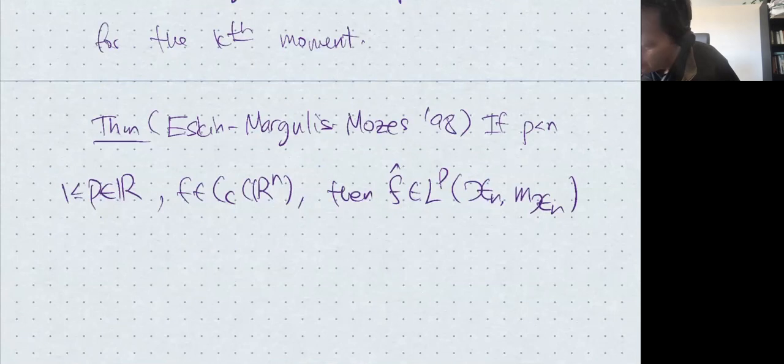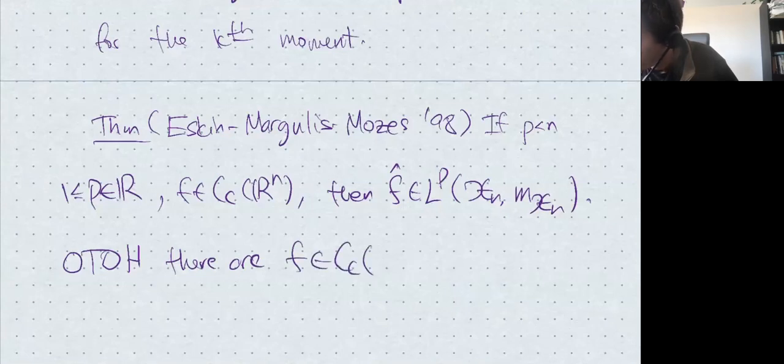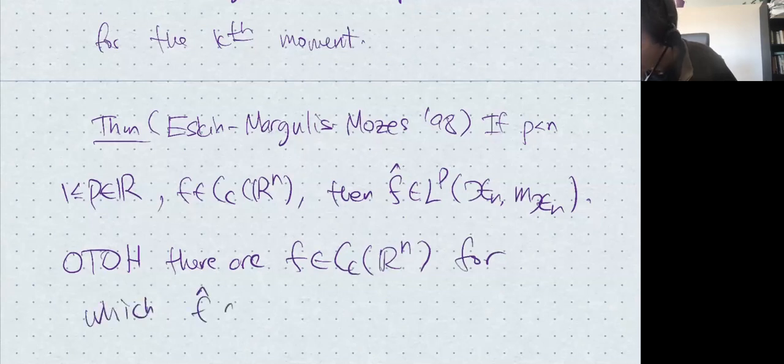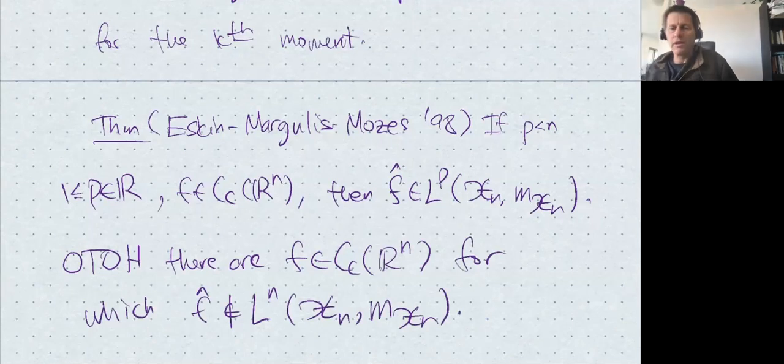And on the other hand, there are functions for which f hat is not in L^n. So the bound on the integrability of this transform is n, the dimension of the space that we live in. So that's the result of Eskin-Margulis-Mozes.